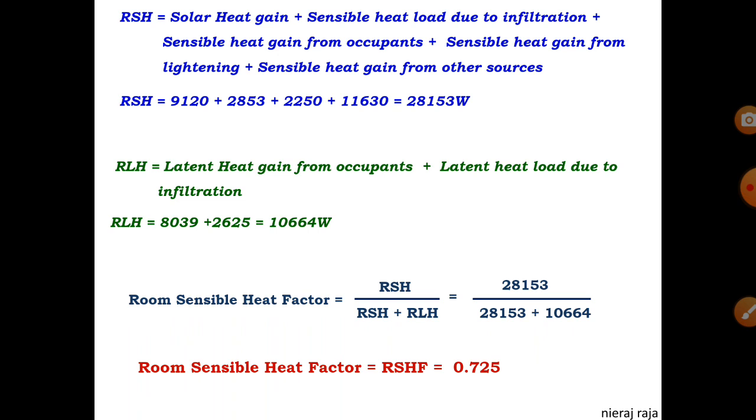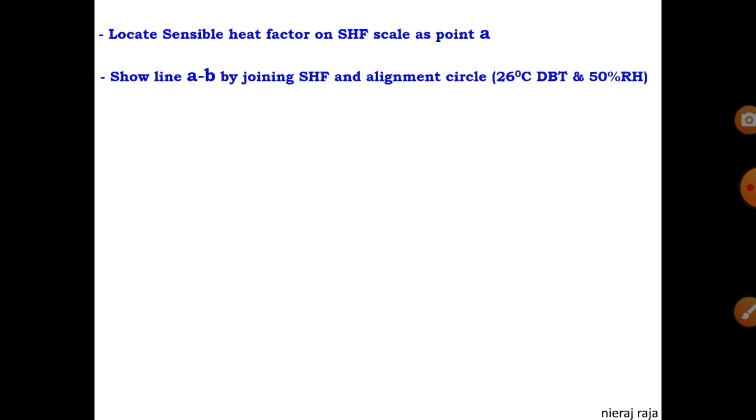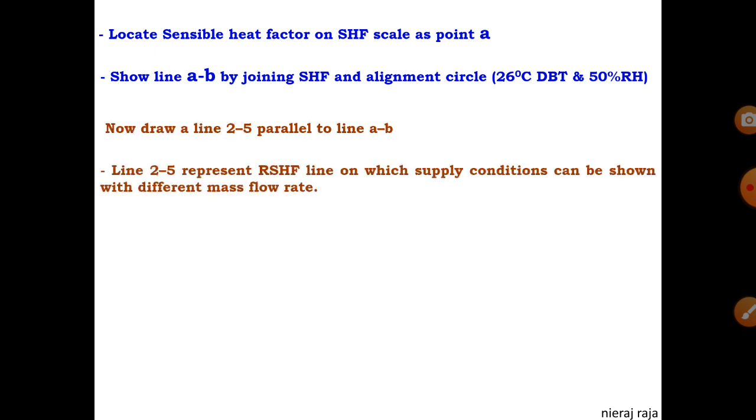Now this sensible heat factor RSHF, you can represent on the psychrometric chart. At first you will locate sensible heat factor 0.725 on the psychrometric scale. Mark it as point A, and point B you will take as 26 dBT and 50% RH. Okay, and you will join them together. And similarly, parallel to that particular line AB, you will draw another line through point 2 till it reaches the saturation curve at 5. So that 2 to 5 line represents the RSHF line, which represents the supply conditions.